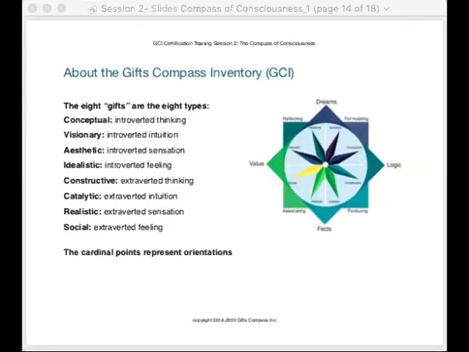To briefly visit the Gifts Compass diagram, you can begin to see how some of the terms and elements of the diagram took shape. The inward needles are the 8 types, considered as gift sets, and named for their new functional role. Conceptual is introverted thinking. Visionary is introverted intuition. Aesthetic, introverted sensation. Idealistic, introverted feeling. Constructive, extroverted thinking. Catalytic, extroverted intuition. Realistic, extroverted sensation. And social, extroverted feeling. The 4 cardinal points are the composite orientations for both directional and functional attitudes.